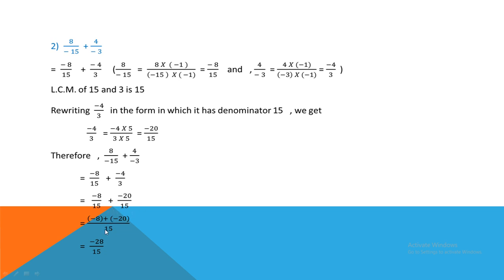Now as the denominator is the same, we will just simply add the numerators, and we know how we add two negative numbers. Negative and negative are added with a negative sign. So 8 and 20 both will be added to get 28, but the sign will remain negative. Okay, very simple.